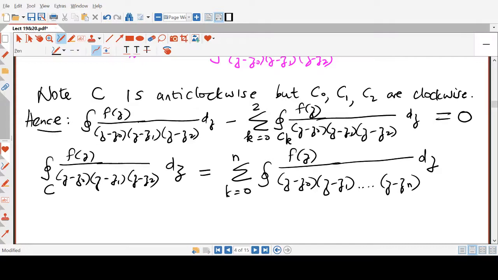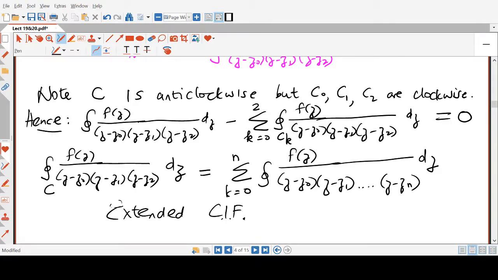Doesn't matter how many of these factors you have. You have to add them up. So the contour integral along C is the sum of the contour integrals along each one. That's the moral of the tale. This is the extended CIF.